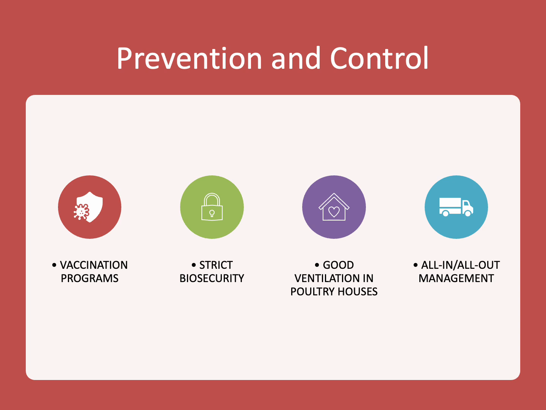So strict biosecurity entails controlling what you let into your farm and what you let out of the farm. So your foot dips, your wheel dips, your bath systems, and your hygiene, your terminal cleaning, are very, very, very, very important. So another way we can prevent and control infectious bronchitis is good ventilation in poultry houses.